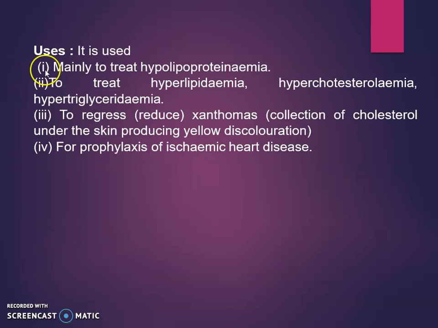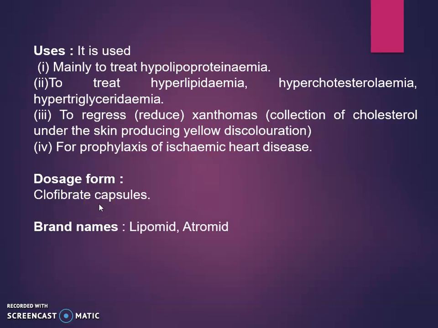Now uses: it is used mainly to treat hypolipoproteinemia, hyperlipidemia, hypercholesterolemia and hypertriglyceridemia, and to reduce xanthomas, that means collections of cholesterol under the skin producing yellow discoloration, and for the prophylaxis of ischemic heart disease. Dosage form: it is available in the form of clofibrate capsules and the brand names are Lipomide and Atromide.